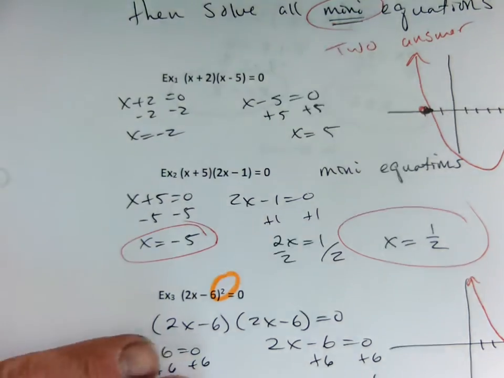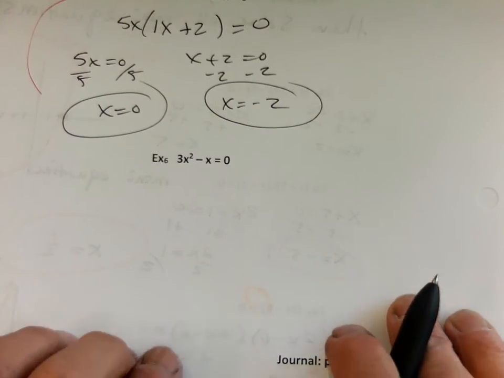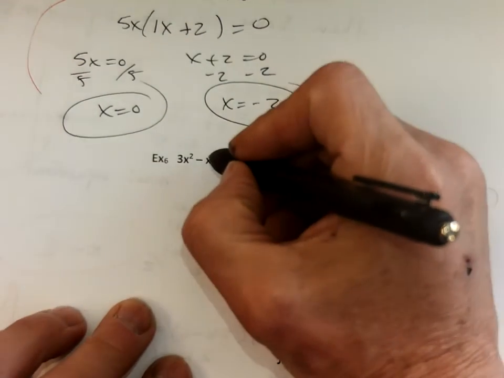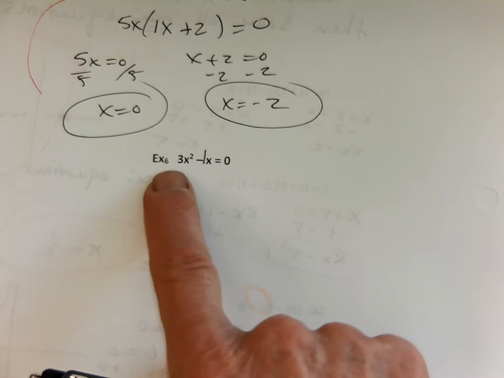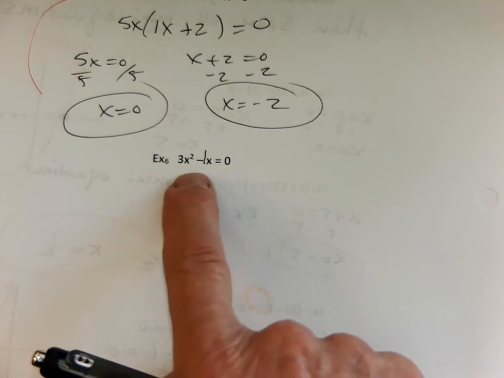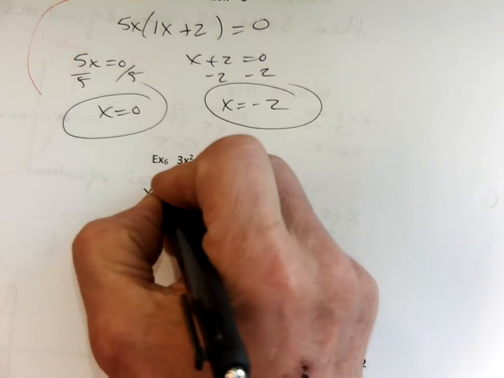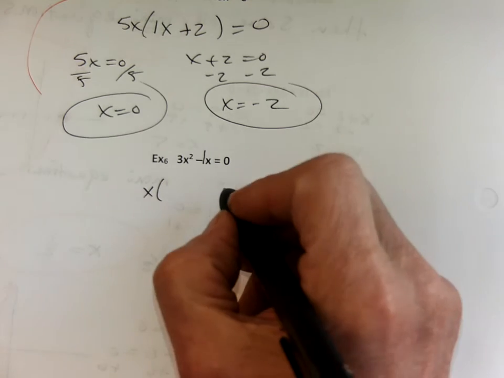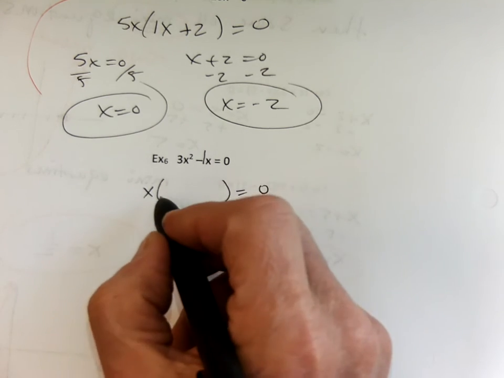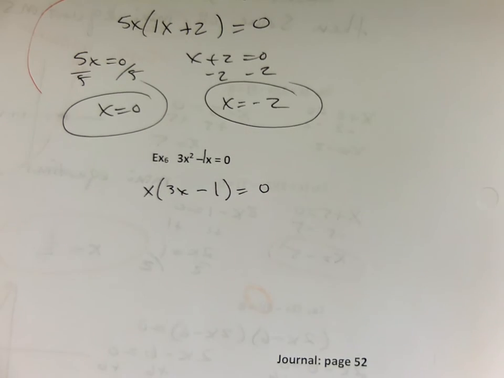Okay, now let's take a look at the last example. The last example just needs one invisible number. What's my invisible number? 1. Yeah, there's an invisible 1 right here. Everybody agree with that? Yep. Now, these two terms don't have any numbers in common, but they have something else in common. What do they have in common? So if we take out the x, what's left over and goes inside? Well, 3x minus 1. That's why that invisible number is important, right? You've got to have that invisible number of 1.